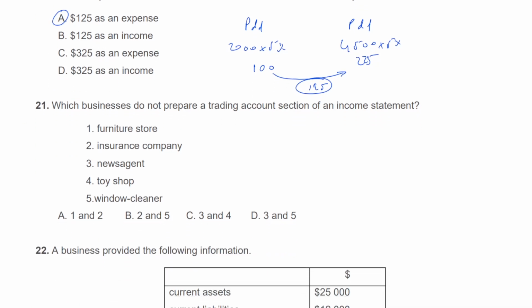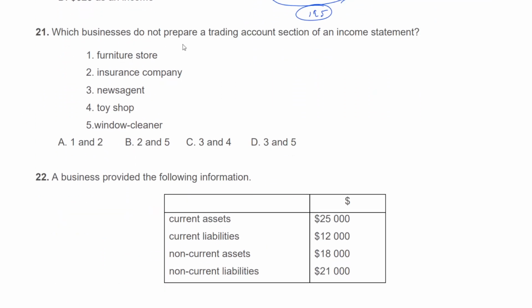We're done. Number 21. Which business do not prepare a trading account section in the income statement? Service businesses. Furniture store, they trade. Insurance company, they are a service business. Newsagent, service business. Toy shop, trading business. Window cleaner is a service business too.